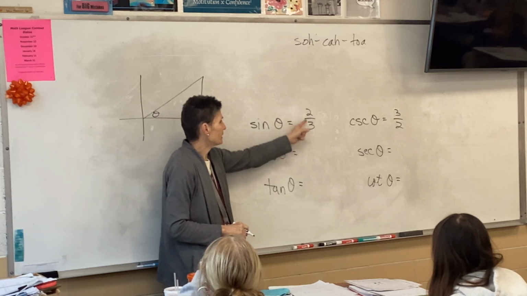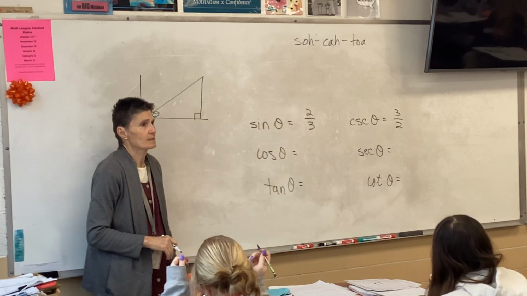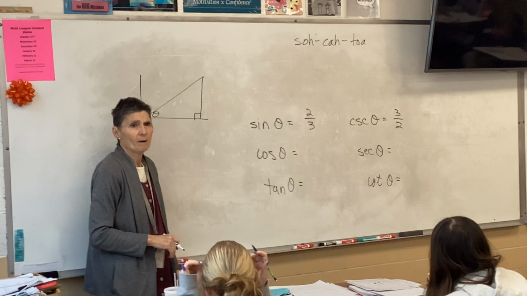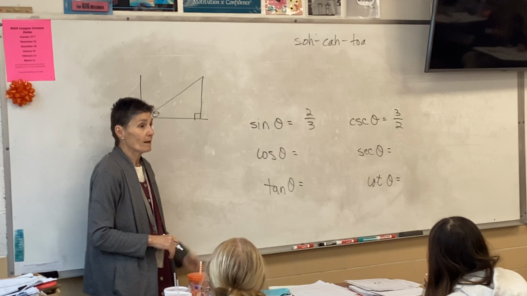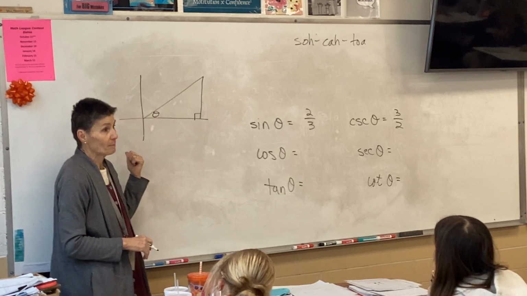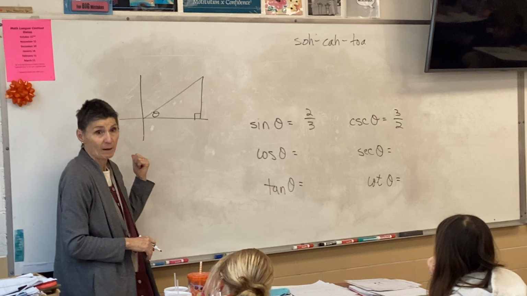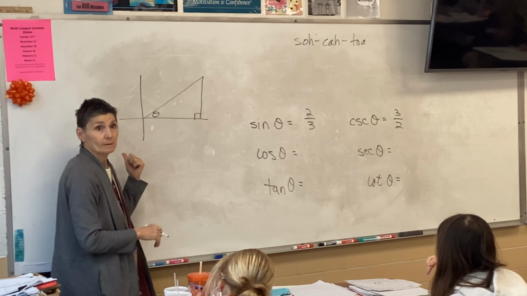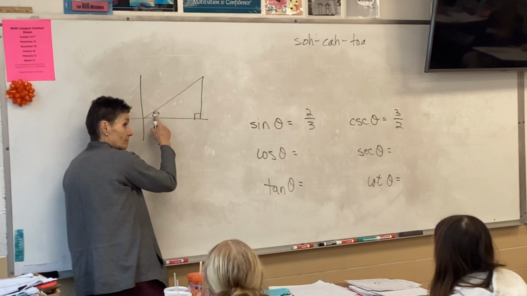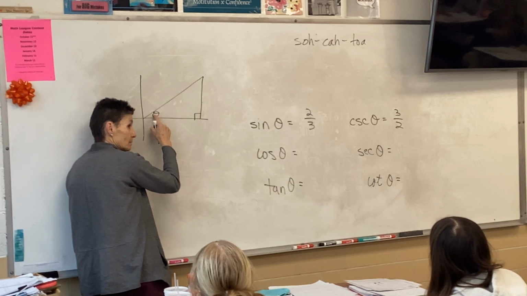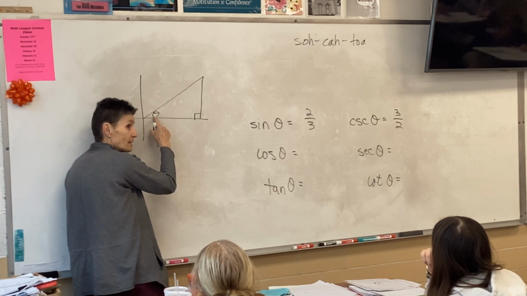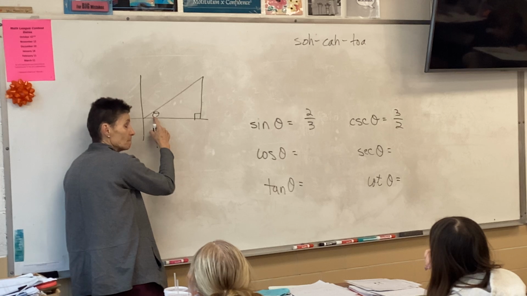What's sine again? Sine is opposite over hypotenuse. So whatever's happening in this picture, the opposite side must be 2 and the hypotenuse is 3. Now, this is my angle. Okay, no negotiation, that's where we put it, right at the origin.